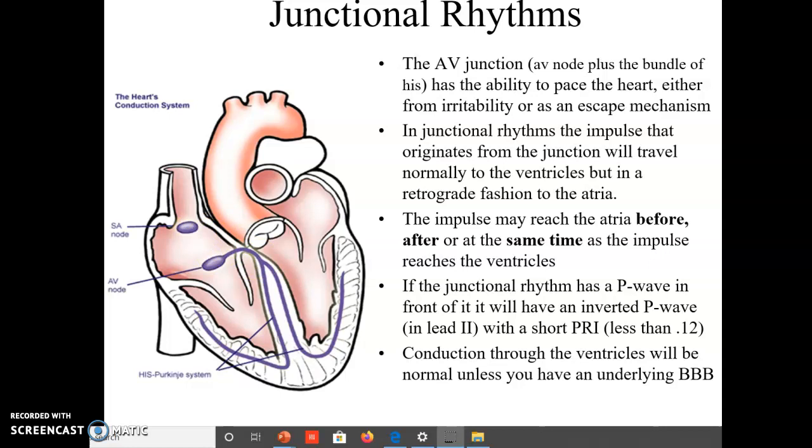So the first rhythm that we'll look at with a junctional rhythm is, let me see here why this isn't changing screens.